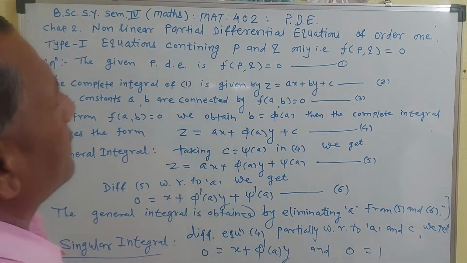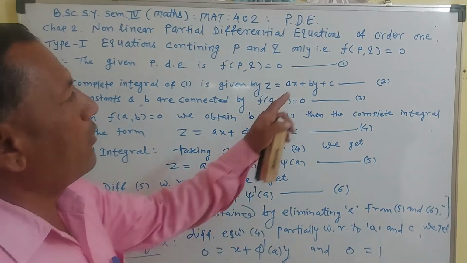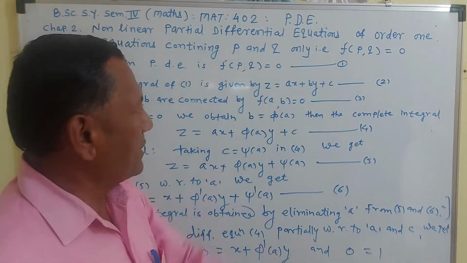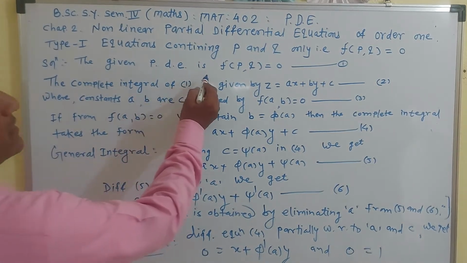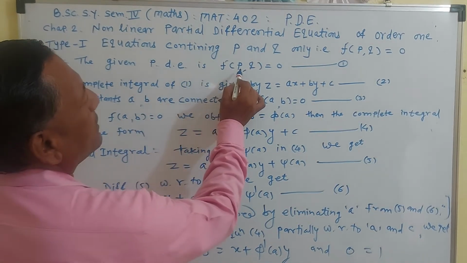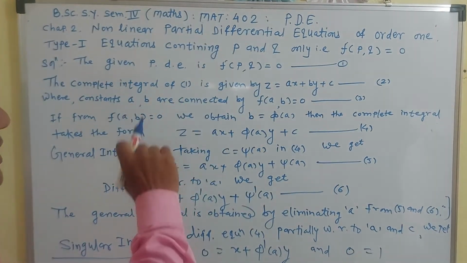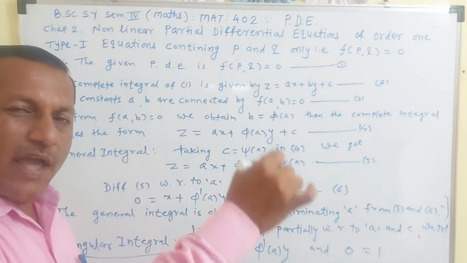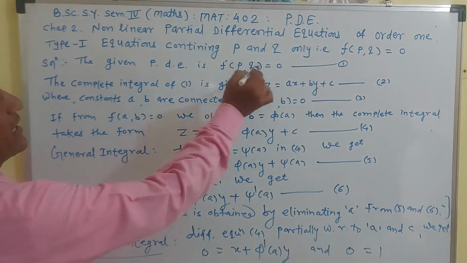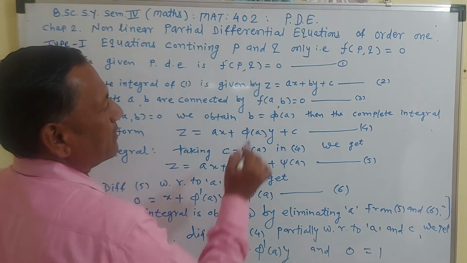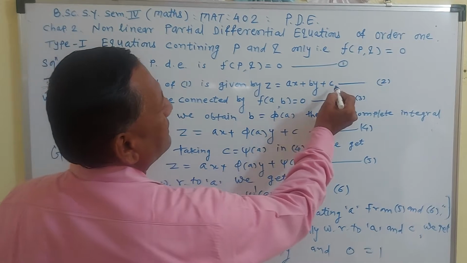So we see how we find its complete integral, its general integral, and its singular integral. What is the equation of the first type? The first partial differential equation is of the type f(p,q) = 0, call it equation 1, in which x is absent, y is absent, and z is also absent. The complete integral of such an equation is given by z = ax + by + c.